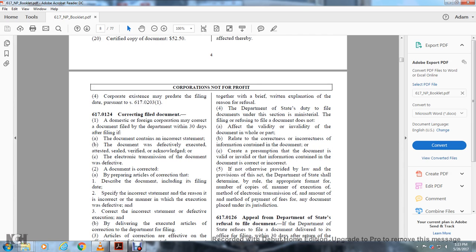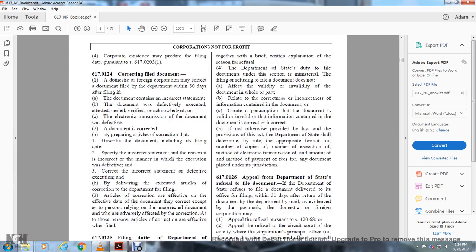affect the validity or invalidity of the document in whole or in part, or relate to the correctness or incorrectness of the information contained in the document, and does not create a presumption that the document is valid or invalid. Except as otherwise provided by law or this act, the Department of State shall determine by rule the appropriate format, the number of copies, the manner of execution, the method of electronic transmission, and the method of payment of fees for documents placed under its jurisdiction.